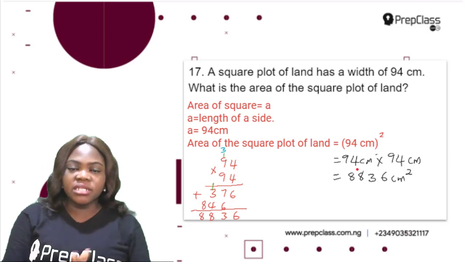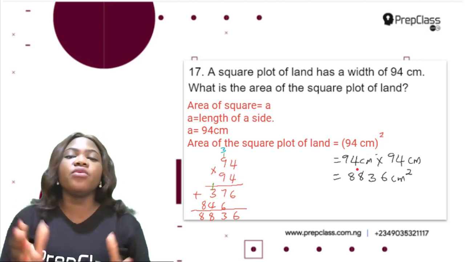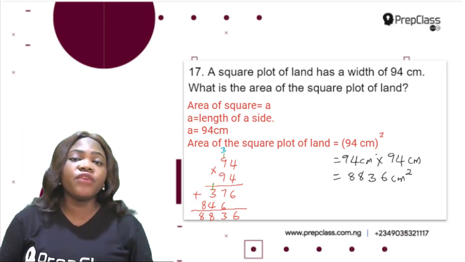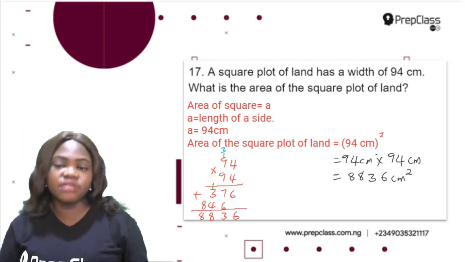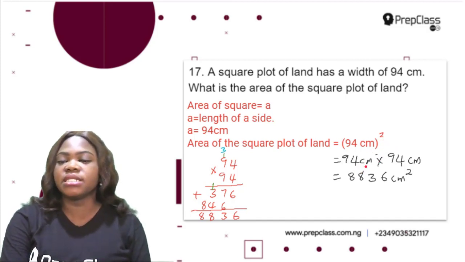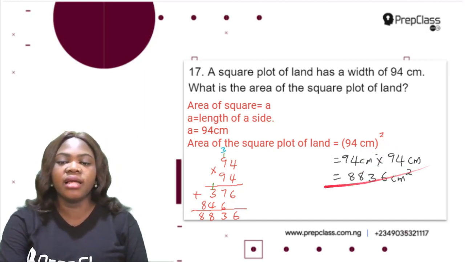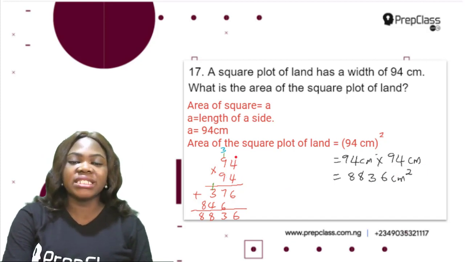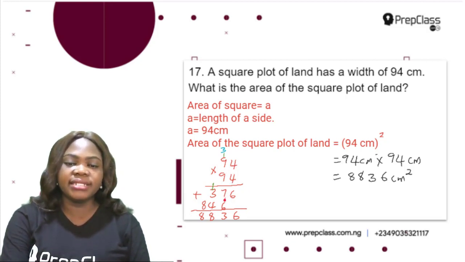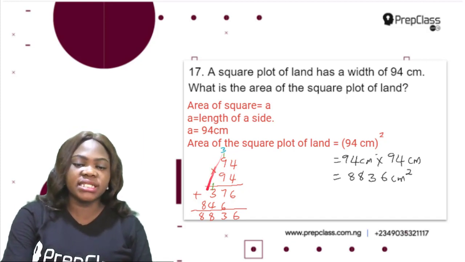What does square mean? The square of a number is the value obtained when you multiply the number by itself. So the square of 94 is 94 multiplied by 94. Let's do that here. 4 times 4 is 16. Write 6, carry 1. 4 times 9 is 36. 36 plus 1 is 37. 9 times 4 is 36. Write 6, carry 3. 9 times 9 is 81. 81 plus 3 is 84.